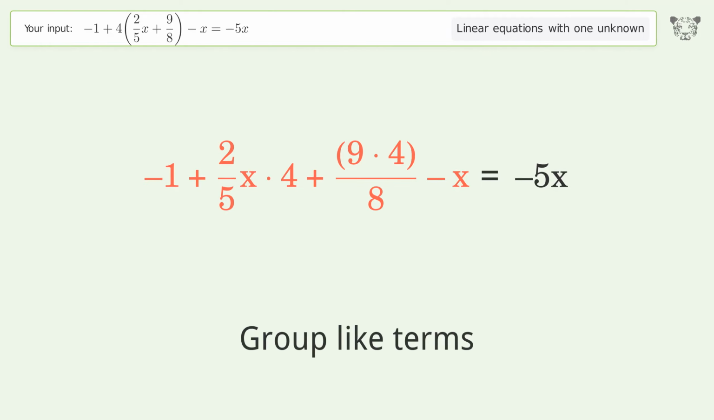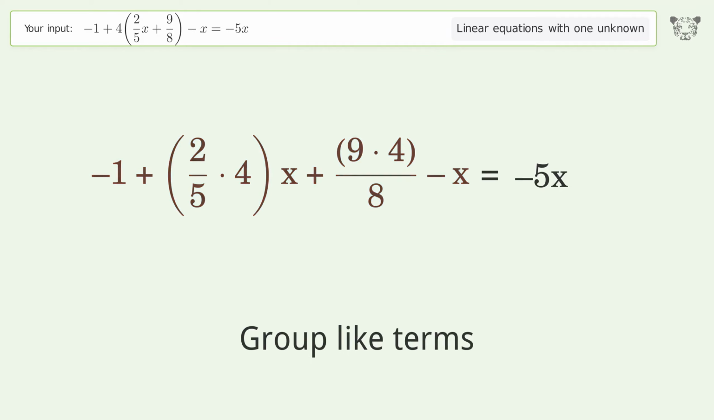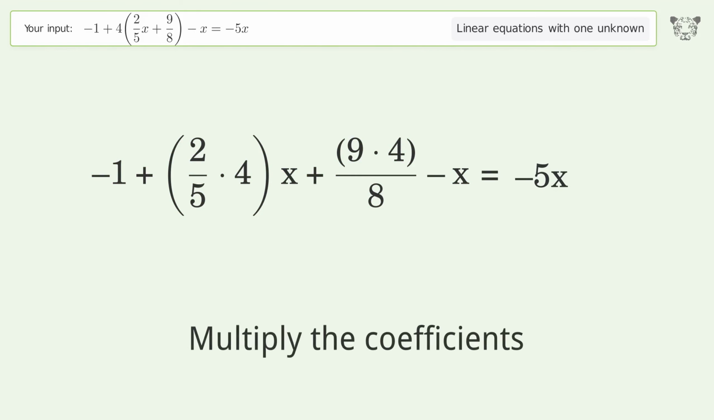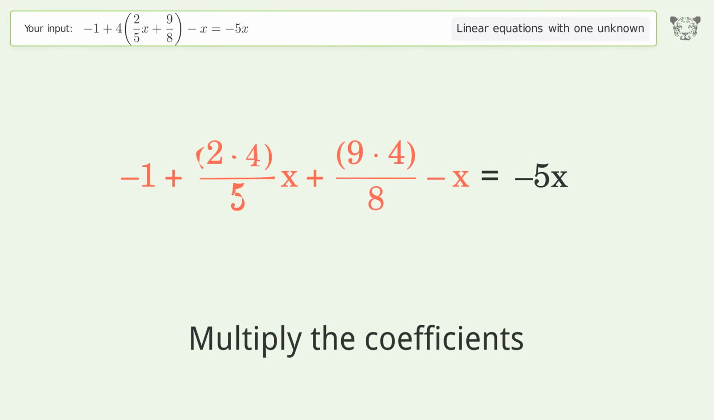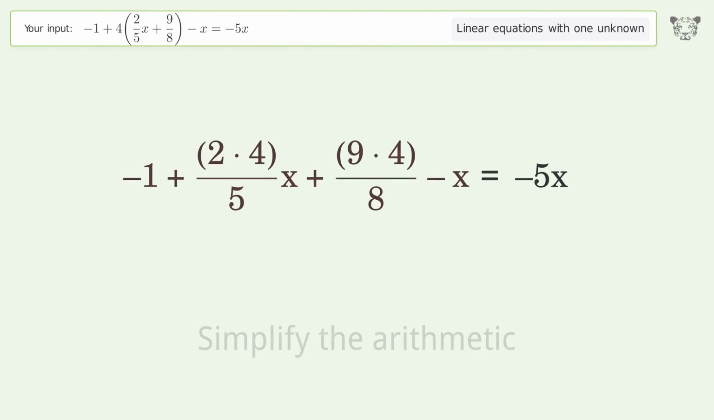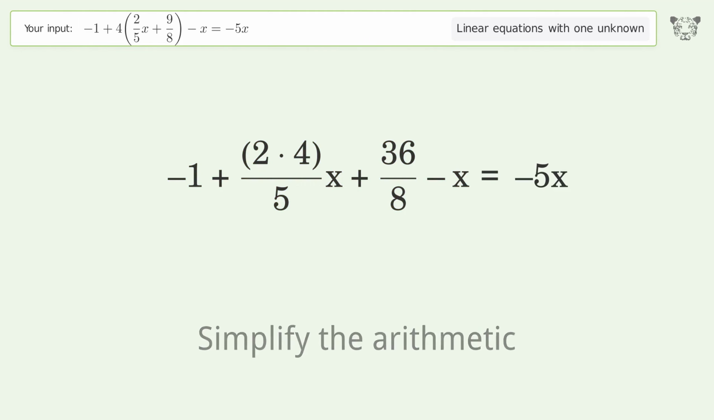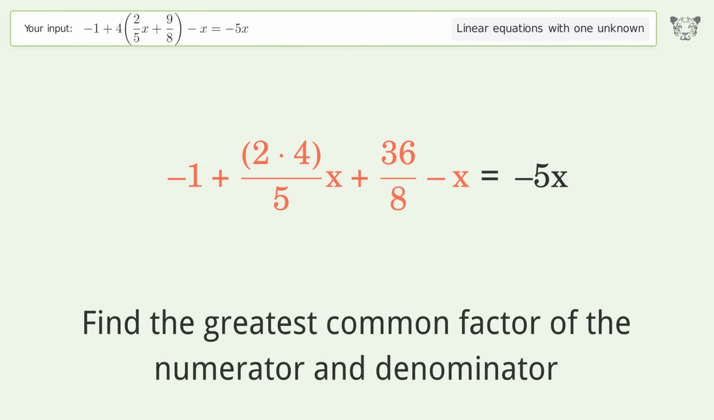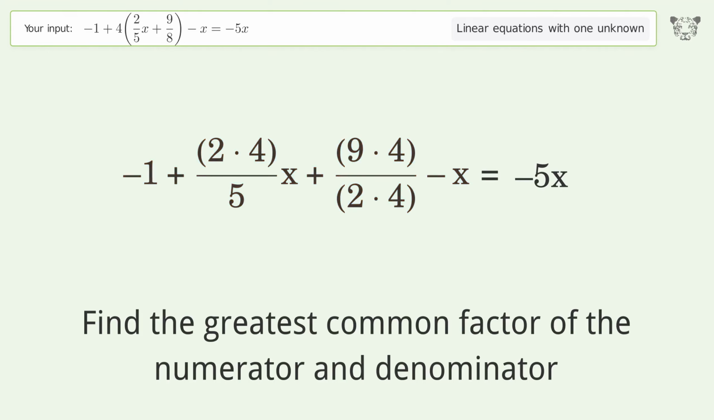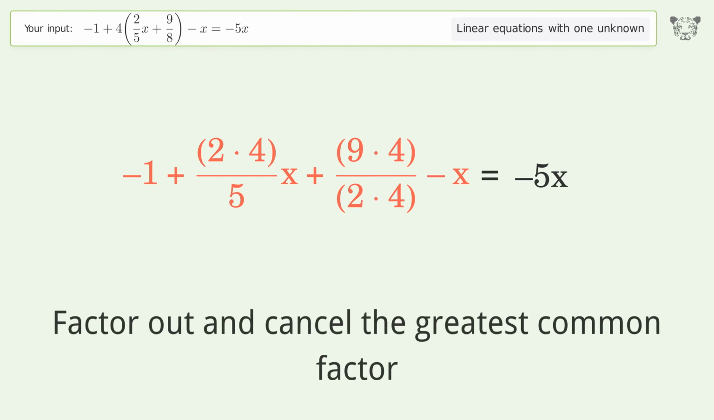Group like terms. Multiply the coefficients. Simplify the arithmetic. Find the greatest common factor of the numerator and denominator. Factor out and cancel the greatest common factor.